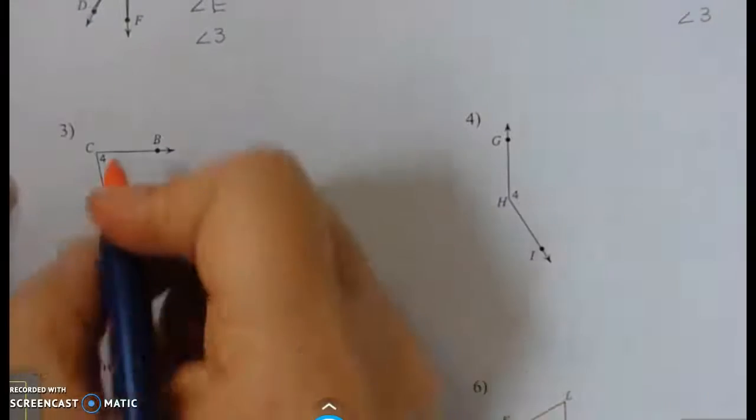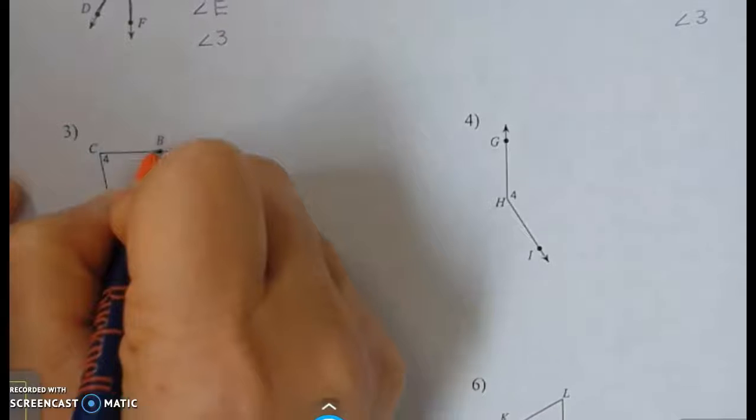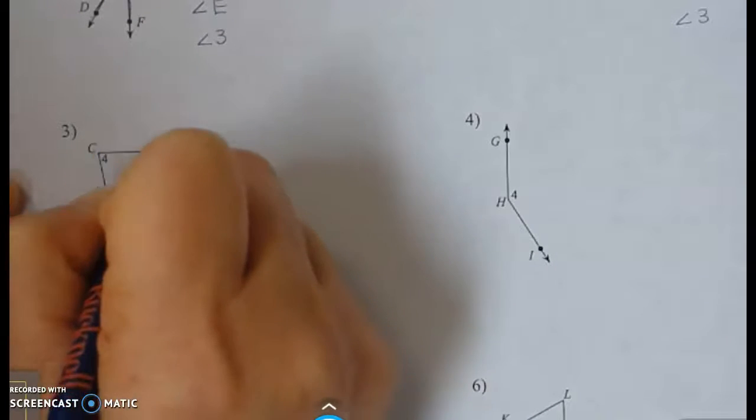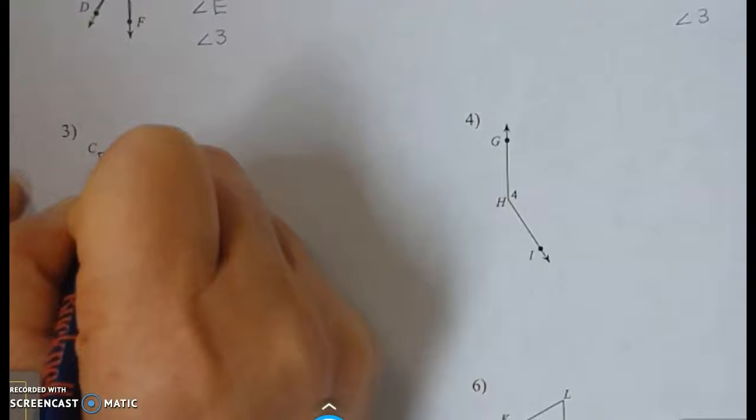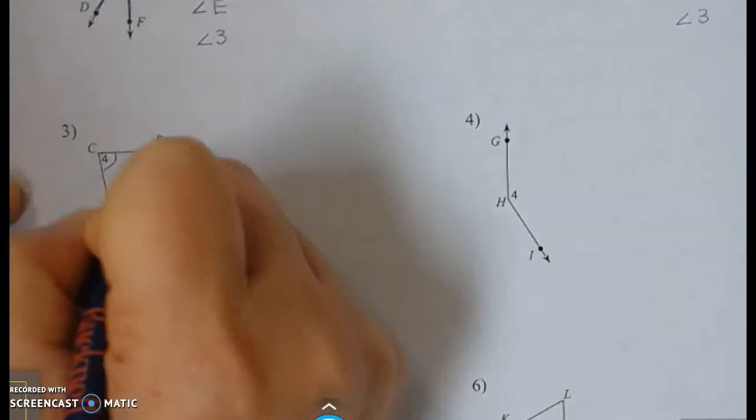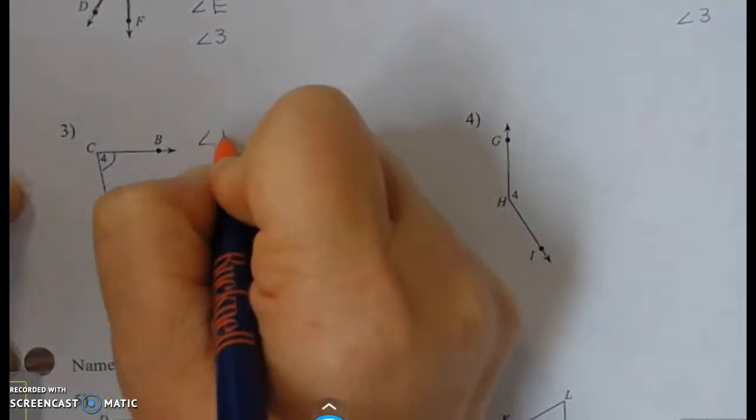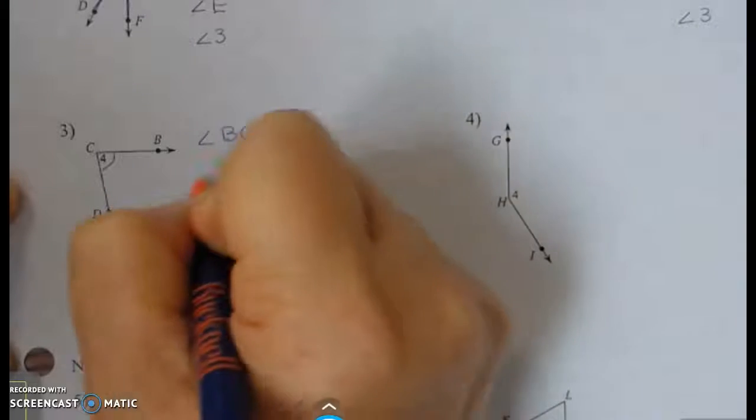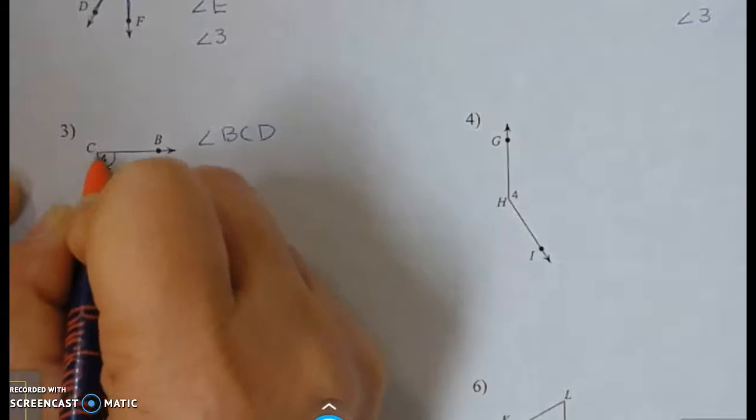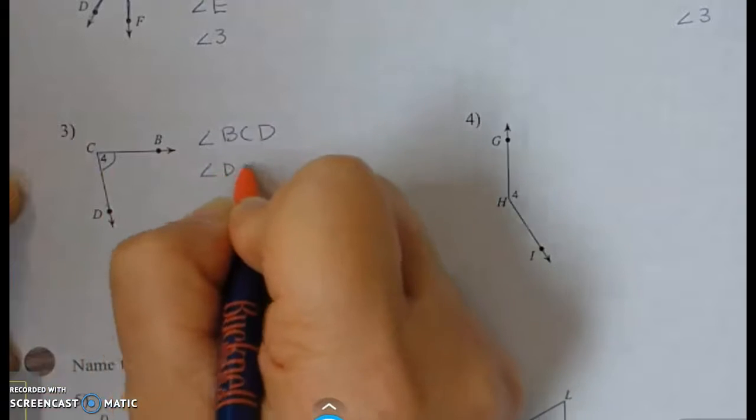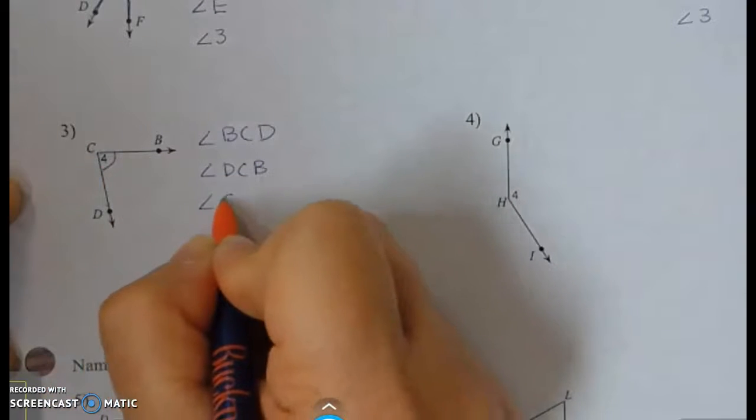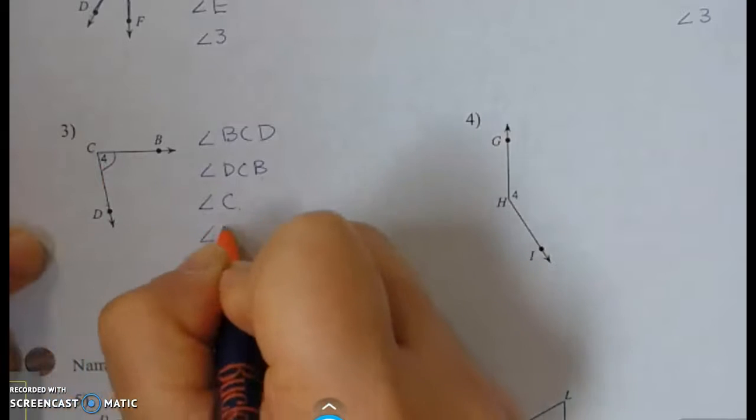Number 3, again we can go by using the 3 letters B, C, D. That means that it's the angle that is formed between line BC and line DC. So it's angle BCD, or another way we could call this is the other direction, angle DCB. Another possibility is angle C and also angle 4.